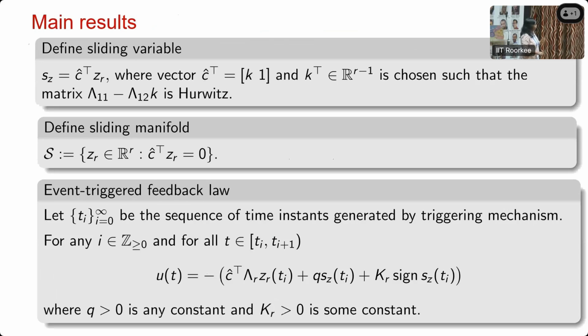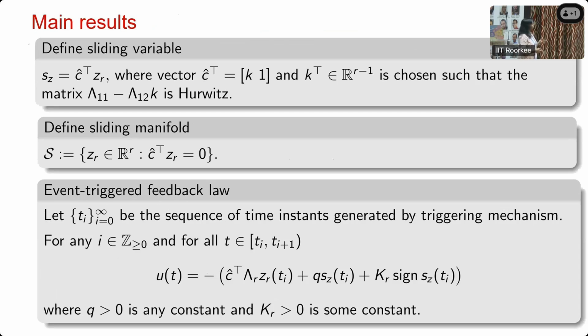So this u of t for time from 0 to t1 will remain constant at this value. Now how will this t1 come? This t1 will come depending on some triggering sequence, depending on some violation of the event, which I will show later, and these are the control gains.